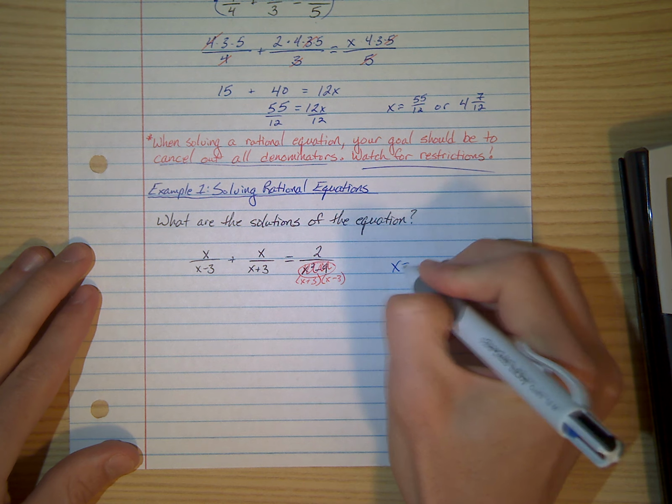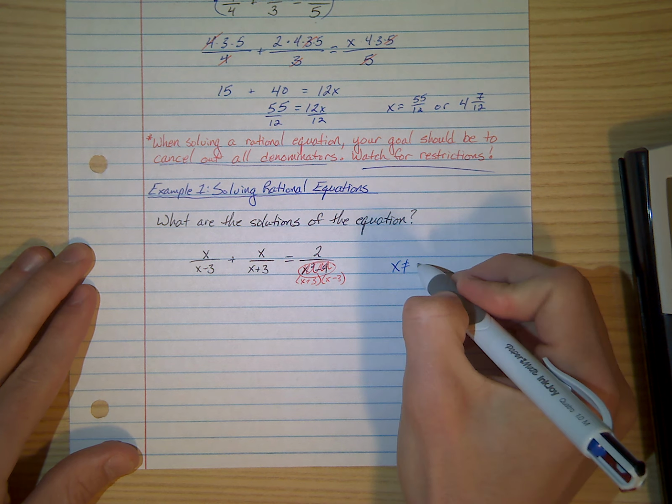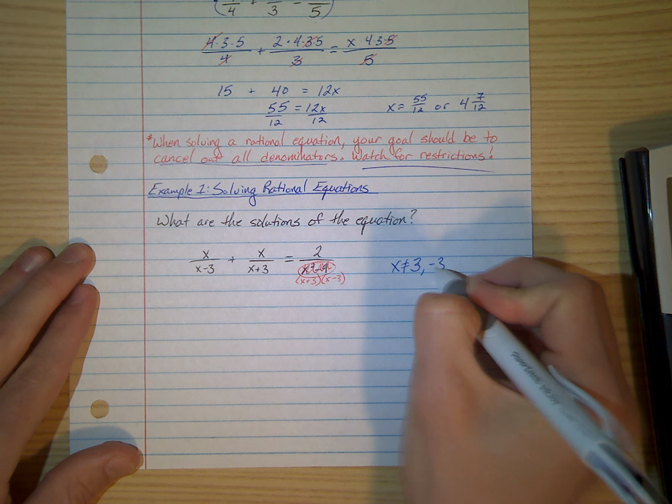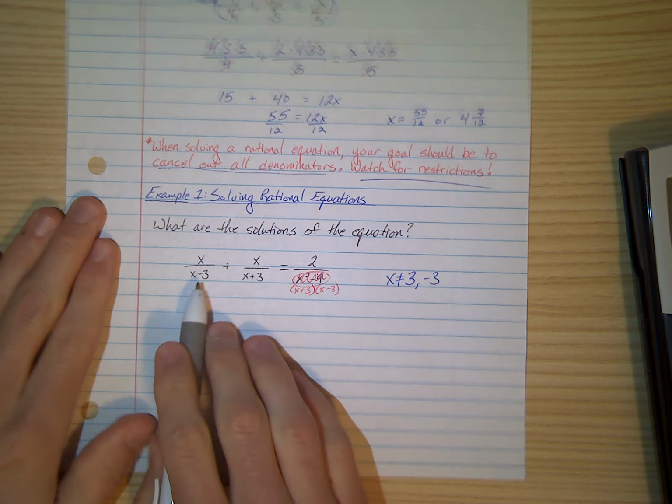So right away, I'm going to say that x cannot equal, based on these denominators, positive 3 or negative 3. I'm just going to set that off to the side for right now while I do the actual process. Okay, so now let's look at what the denominators are.